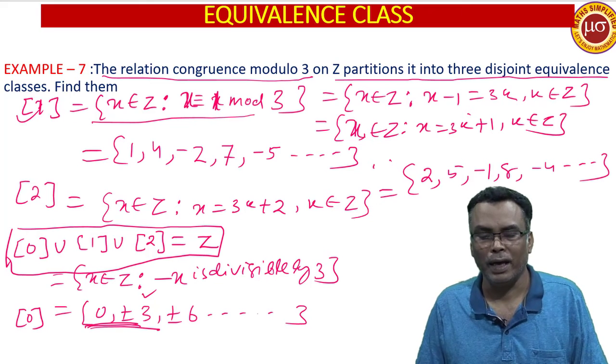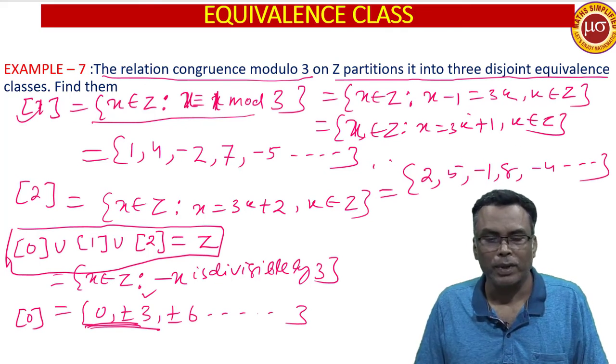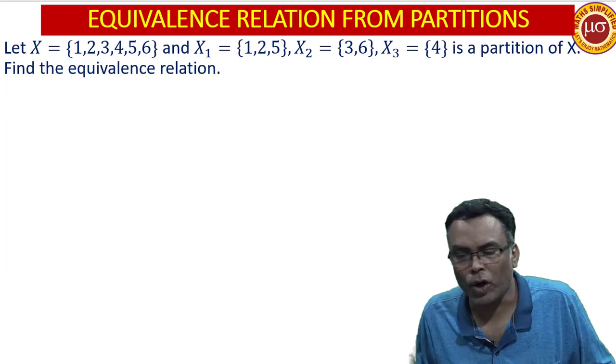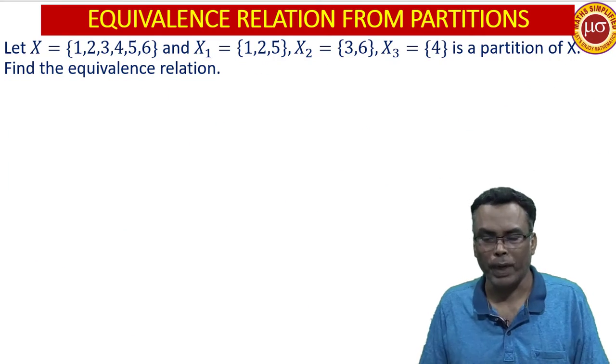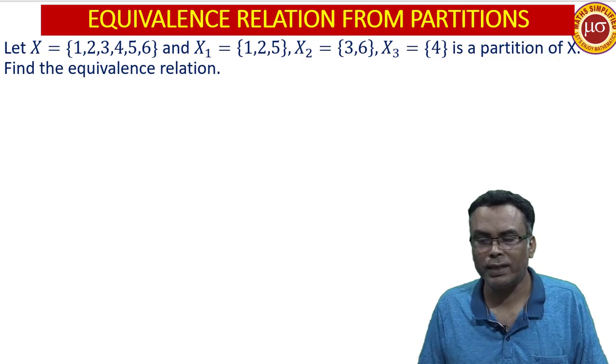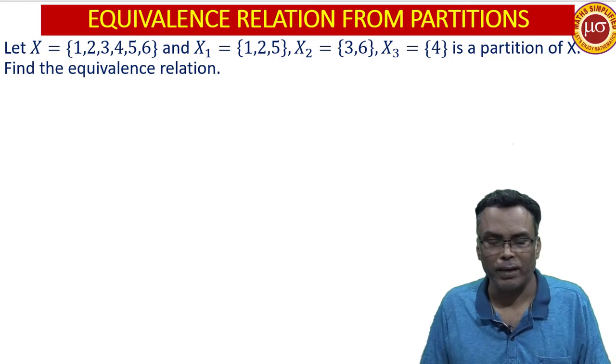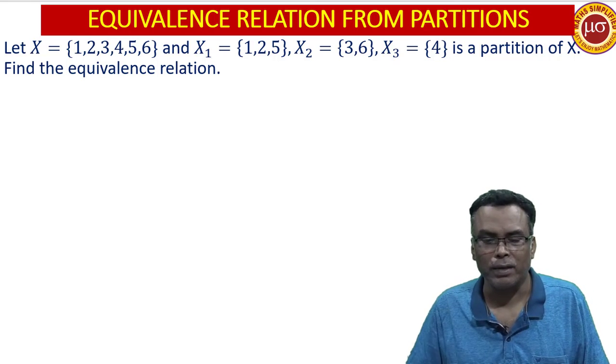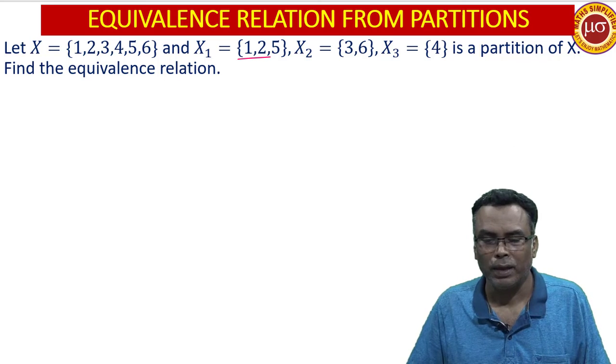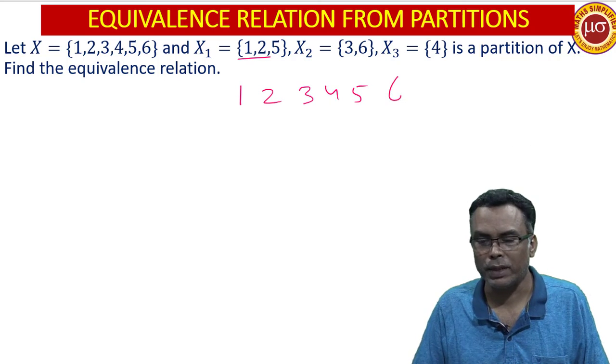Next comes the equivalence relation from a partition. How will an equivalence relation be formed from a partition? The idea is very simple. Let X be the set 1, 2, 3, 4, 5, 6, and let there be a partition of it.